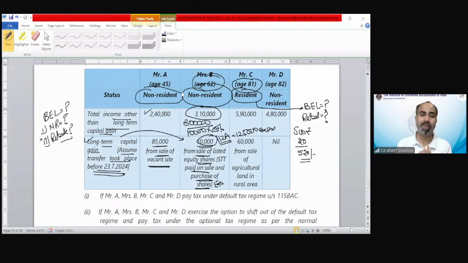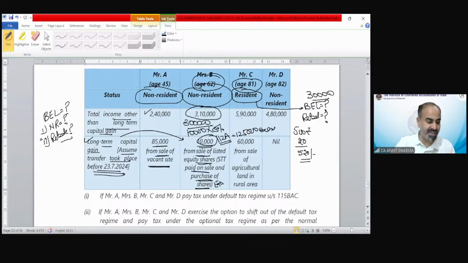The case would be if it is 5 lakh exemption, that would be only if we are solving that question as per optional tax regime. So when we notice the age and the status, we generally apply the 5 lakh rupees benefit provision. But remember, we are solving the case as per default tax regime. In that case, the basic exemption limit will remain 3 lakh, irrespective of the age.